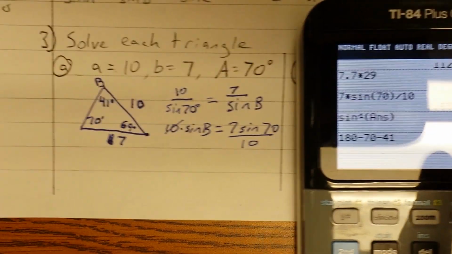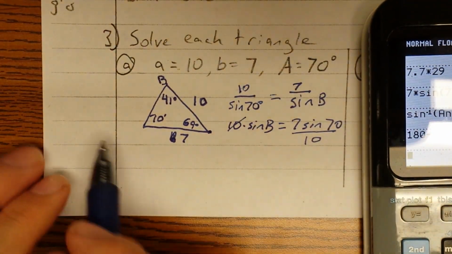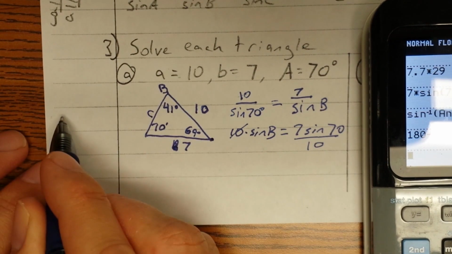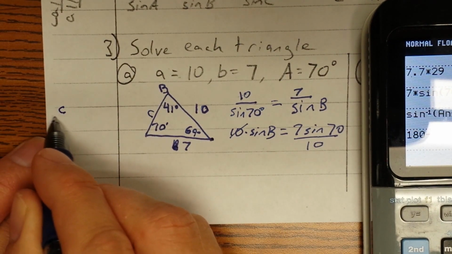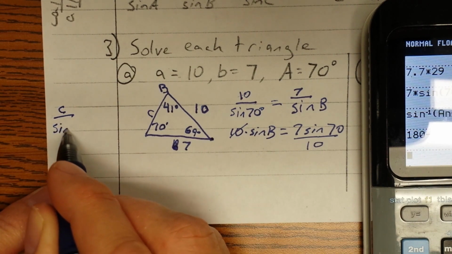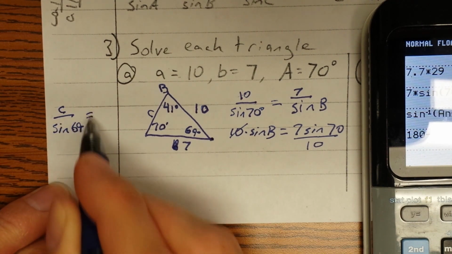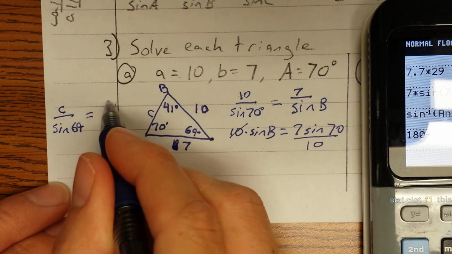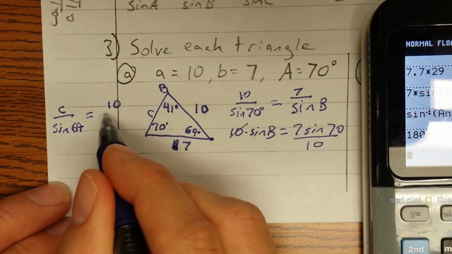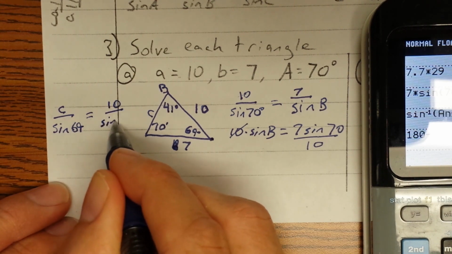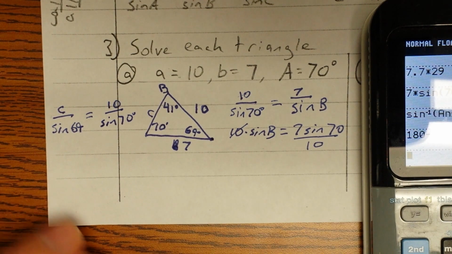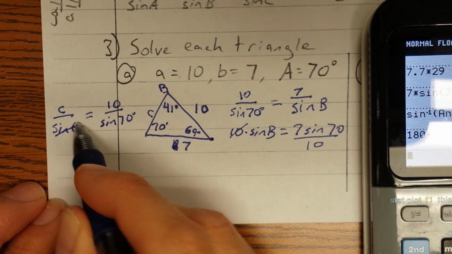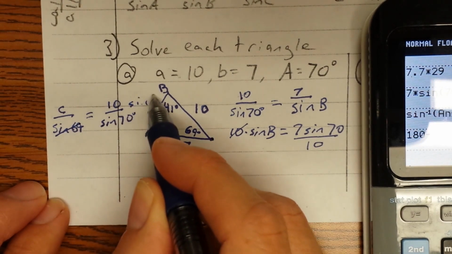So again, we're going to use the law of sines. If I'm looking for this side, we could call it C. Then I'm going to set this up as C compared to sine of its opposite angle, and that equals, and I can use either pair here, I'll use the 10 divided by sine of 70. And I'm going to solve it in my calculator just like before. So here, I'm going to multiply by the sine of 69.